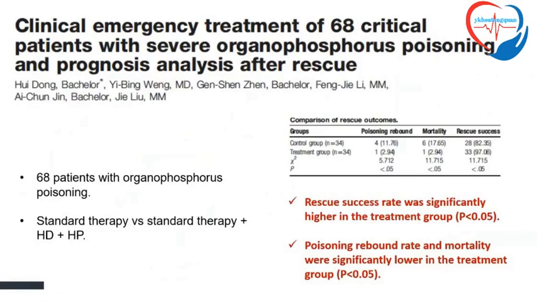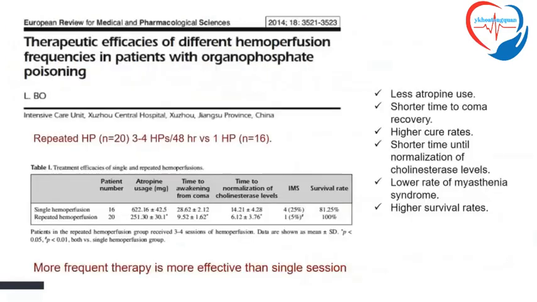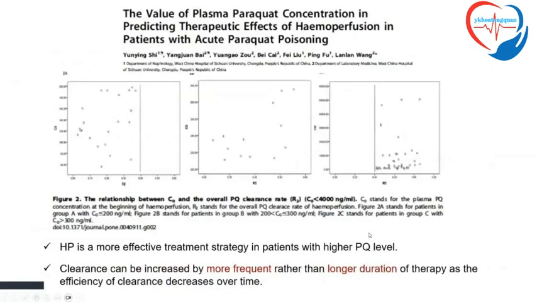This is a study in 68 patients where the combination of hemoperfusion plus hemodialysis was definitely superior compared to classic hemodialysis. Another observation, in patients with organophosphate poisoning, was that more frequent sessions are more effective than one single prolonged session. And this is very important for a series of endpoints that have been provided.